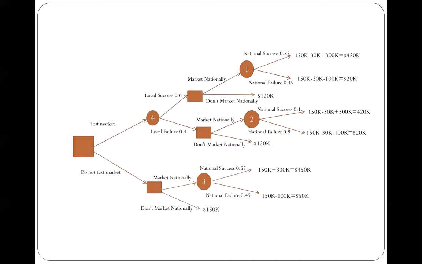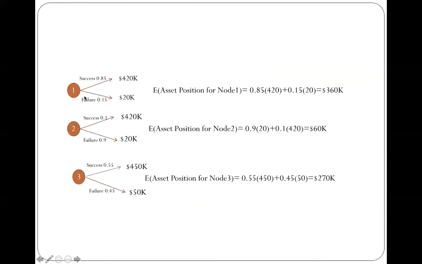Okay, and I'm going to do this calculation for not only this event node, but also for event node 2 and event node 3. Okay, and I have put the event forks, the final values associated with the decisions, with the possible outcomes, and then the probabilities. So average of the assets related to node 1 is 420K multiplied by 0.85 plus 0.15 multiplied by 20K. So the final value is 360K. We do similar calculations for node 2 and node 3.